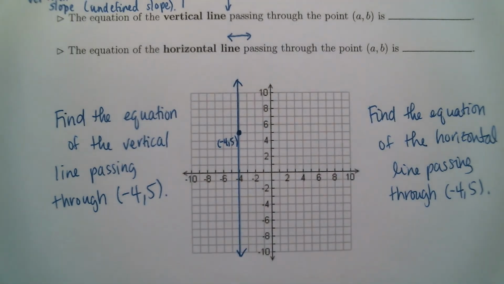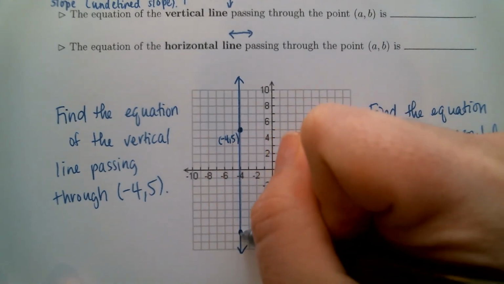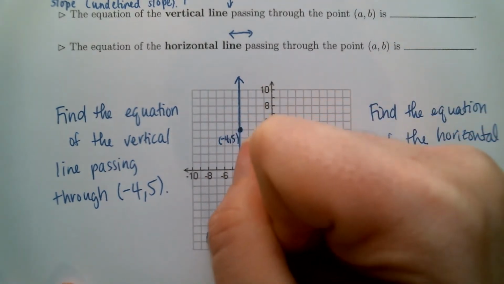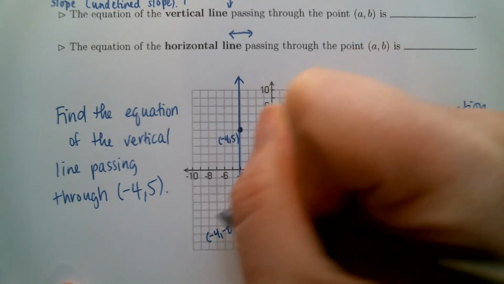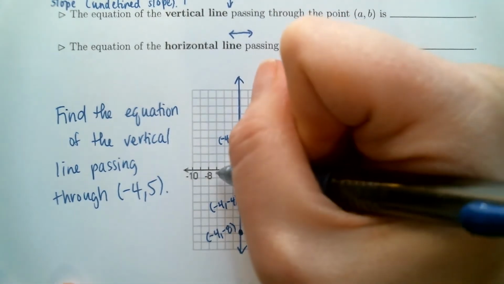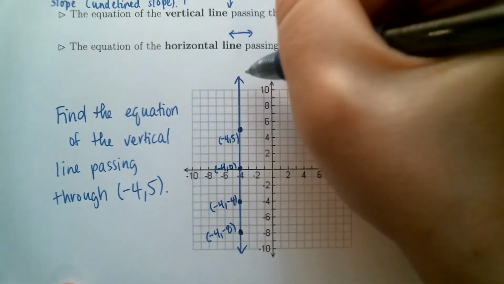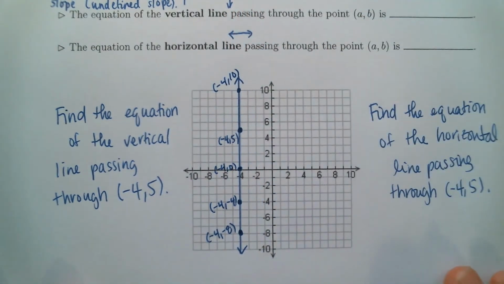So I've got my vertical line drawn through the point I'm interested in, -4, 5. All you need to do is look at a couple of other points on the line. I'm picking them randomly. This is -4, -8. This is -4, -4. This is -4, 0. This is -4, 10. You get the idea.